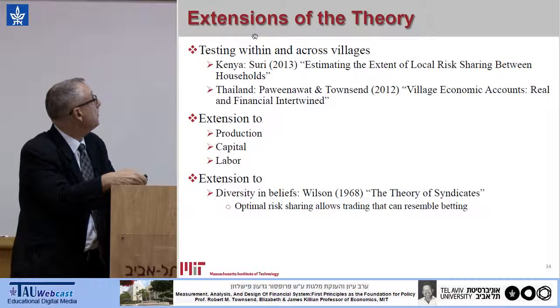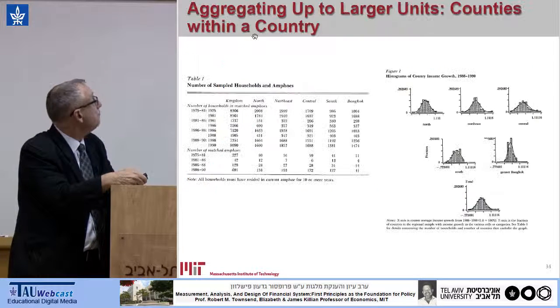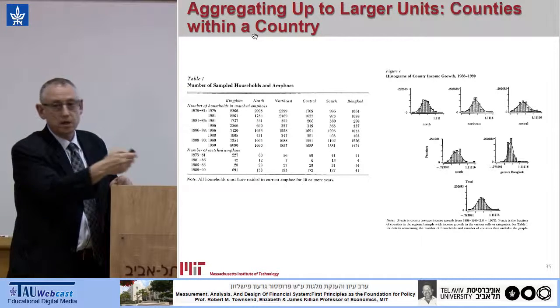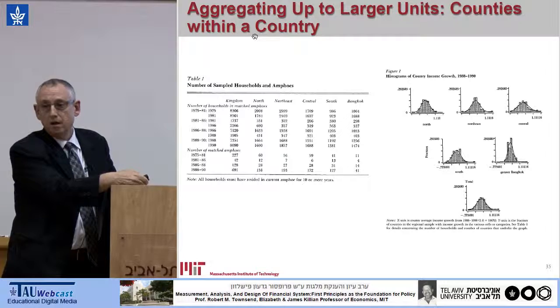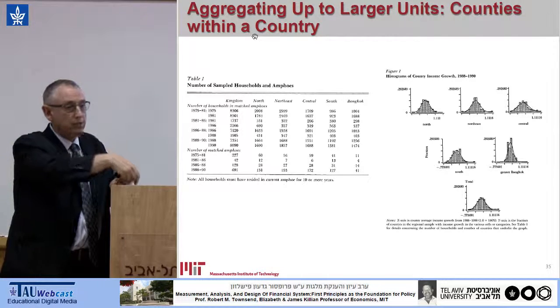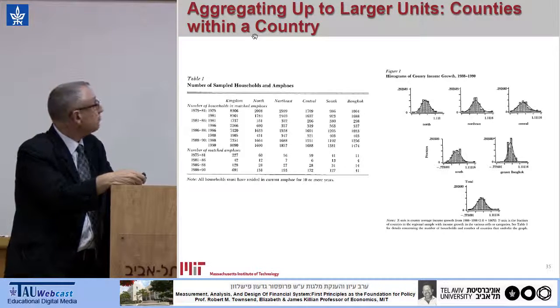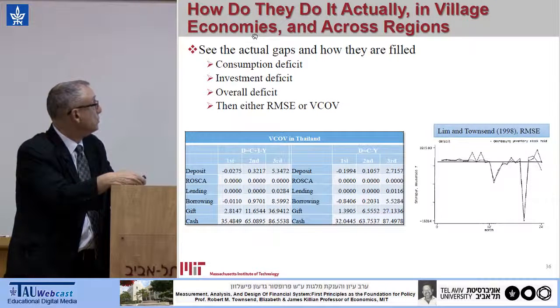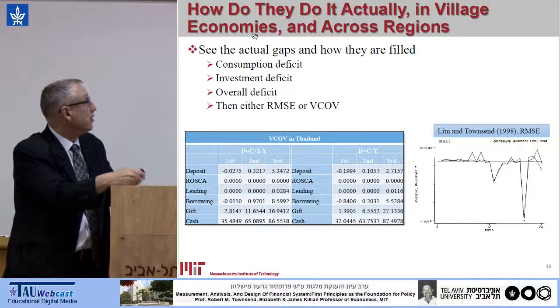And we know how to generalize this stuff. It's really not about Edgeworth boxes. It allows production, labor supply, and so on. And of course, it aggregates up from villages, as I've been trying to say. You can look at risk sharing across counties, as this picture tries to do. And we can see how they're actually doing it.